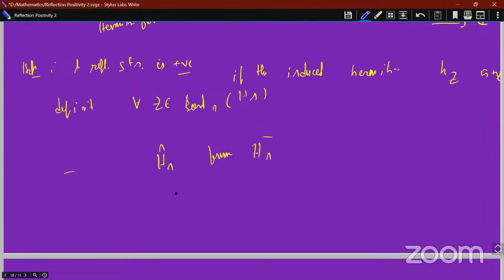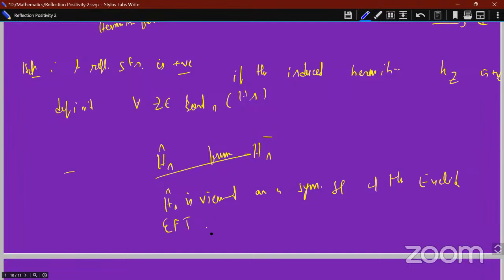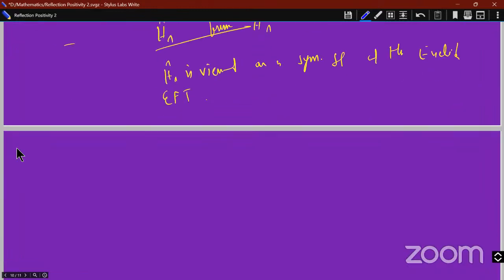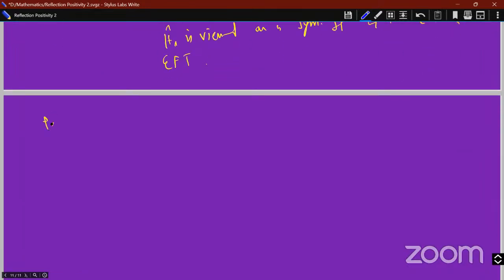So the extended symmetry type: Hn is viewed as a symmetry type of Euclidean quantum field theory, which I have not defined. So you can just think about this as adjoining involutions to Hm. Just think about it like that. That'd be good enough for us so far. I won't get into details.